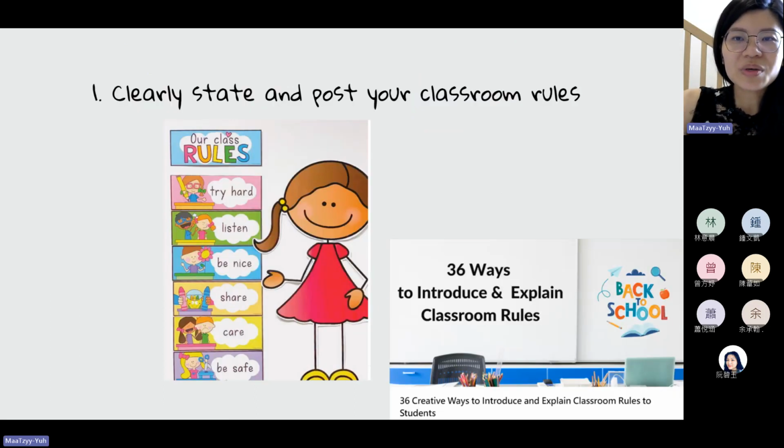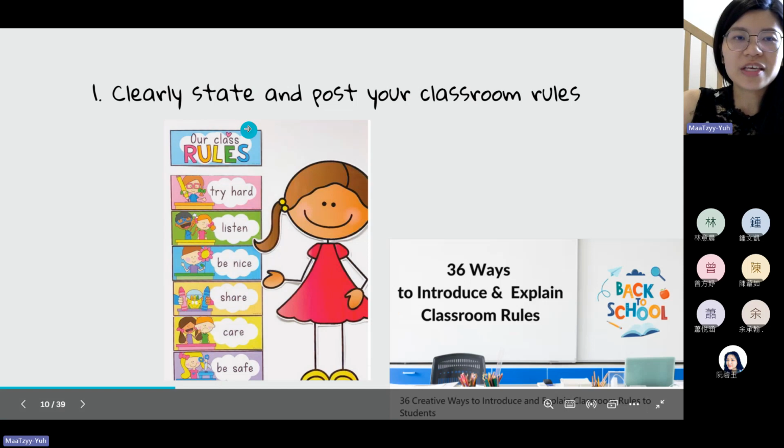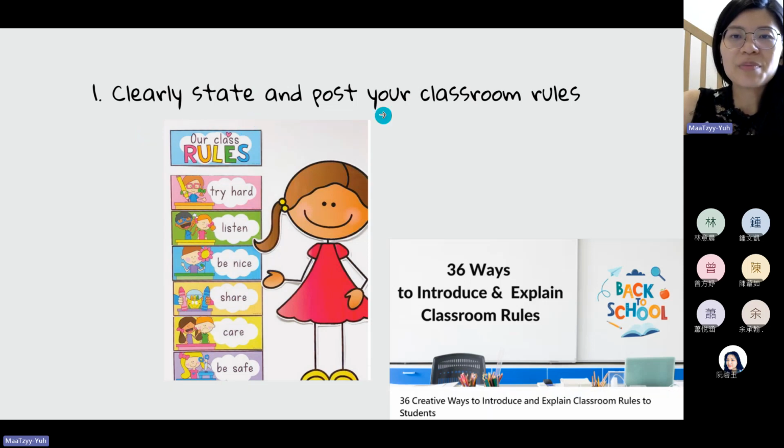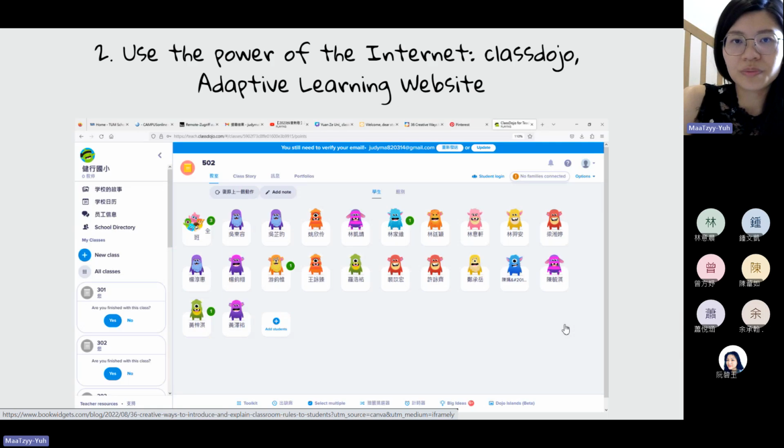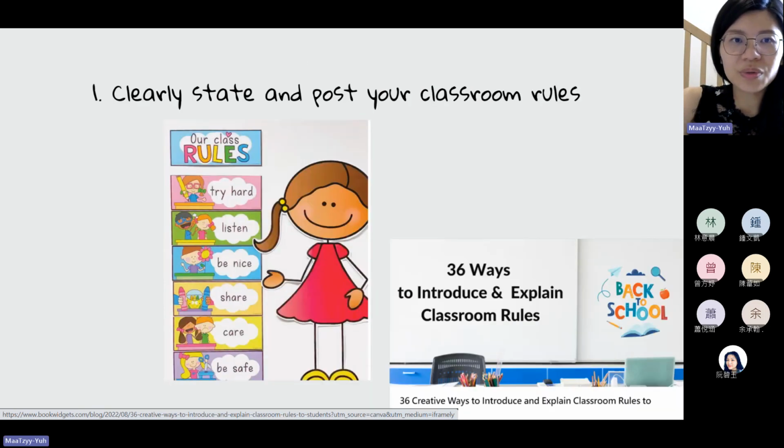So like what we just mentioned, the first thing is you always state and post your classroom rules on the very first day. And there are a lot of different online resources that you could find. Like I used this one, 36 ways to introduce and explain classroom rules. If you have the time later, you could look it up and see what it is like.